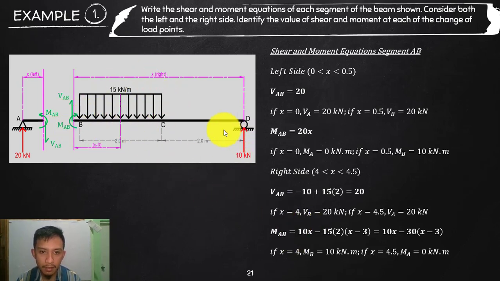So 10 times the distance x, which is positive since that is counterclockwise, and then the resultant of that, which is 30 or 15 times 2, will have a moment which is clockwise, which will be negative, and then the distance of that is x minus 3. So simplifying this, you can simplify that as 10x minus 30 times x minus 3, or you can simplify that further. Okay, you can multiply it inside and then combine terms with x. Then that will be your equation, or you can remain this as is.